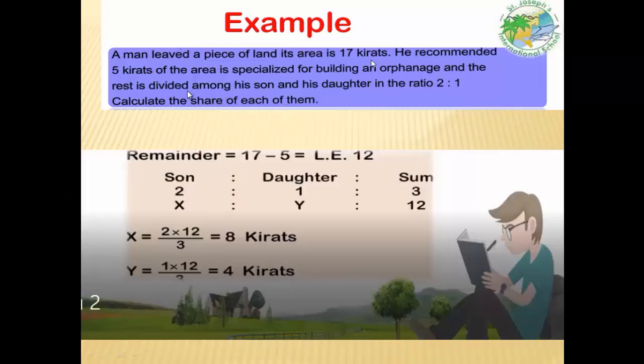Okay. The remainder, 17 minus 5 equal 12. يبقى الريشيو between the son and daughter 2 to 1. Then the sum between them, احنا عايزين نعرف كل واحد خد كام. طيب equal 3, X and Y and 12. The X equal 2 times 12 over 3 equal 8 kirats. Y equal 1 times 12 over 3 equal 4 kirats.